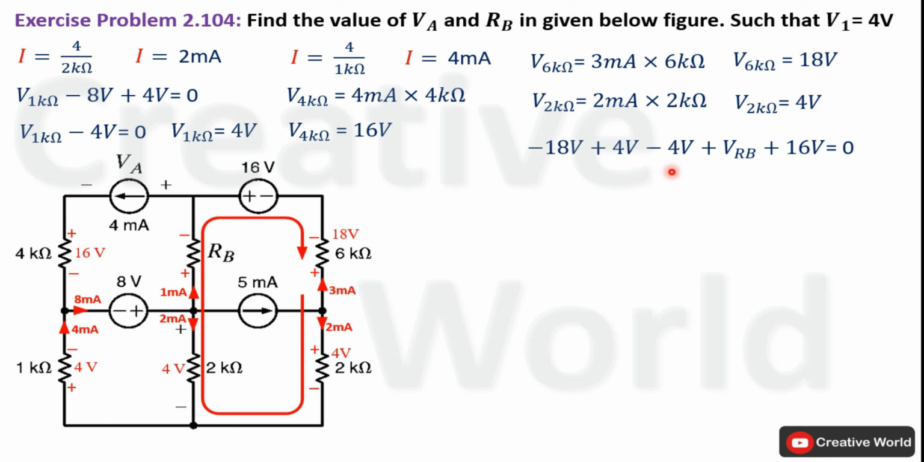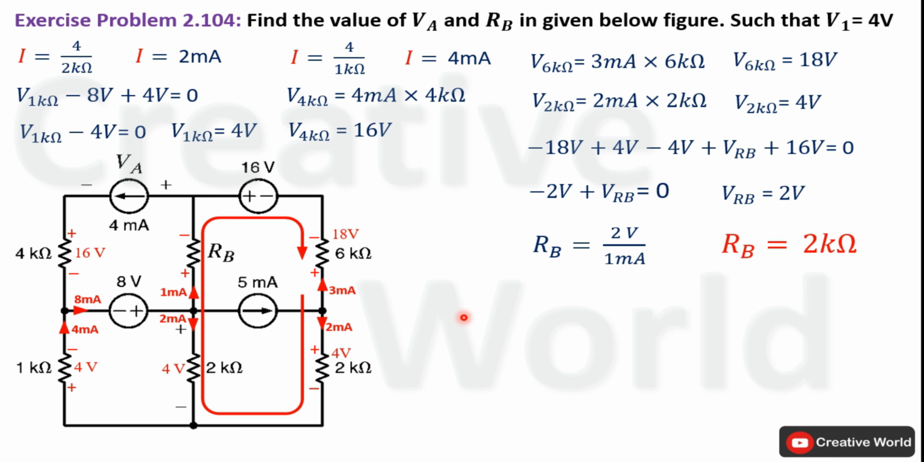Now this minus 4 volt and plus 4 volt will cancel out with each other. Minus 18 volt and plus 16 volt will result in minus 2 volt only. Place this minus 2 volt on the other hand side of equal to calculate voltage across resistance RB, that will be equal to 2 volt. Now using Ohm's law, we can calculate the value of resistance RB. Value of resistance RB will be equal to 2 volt divided by 1 milliampere. So the value of resistance will be 2 kilo ohm.